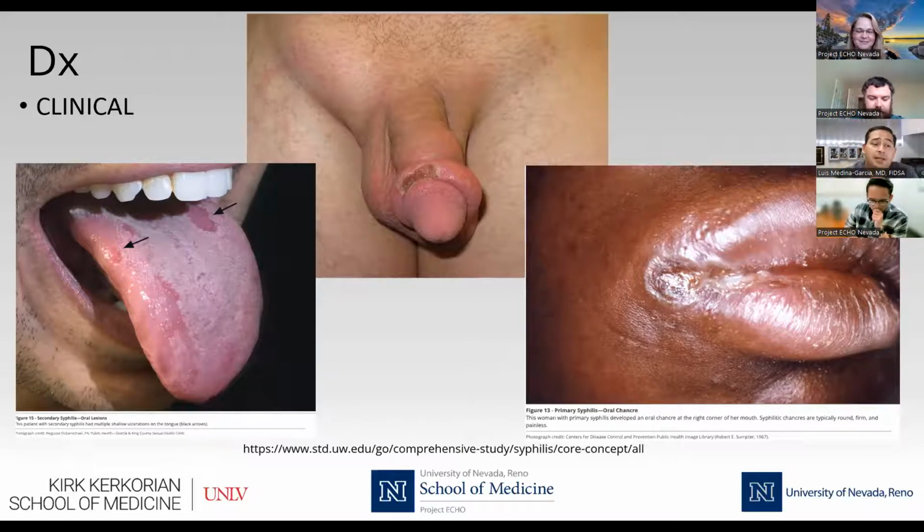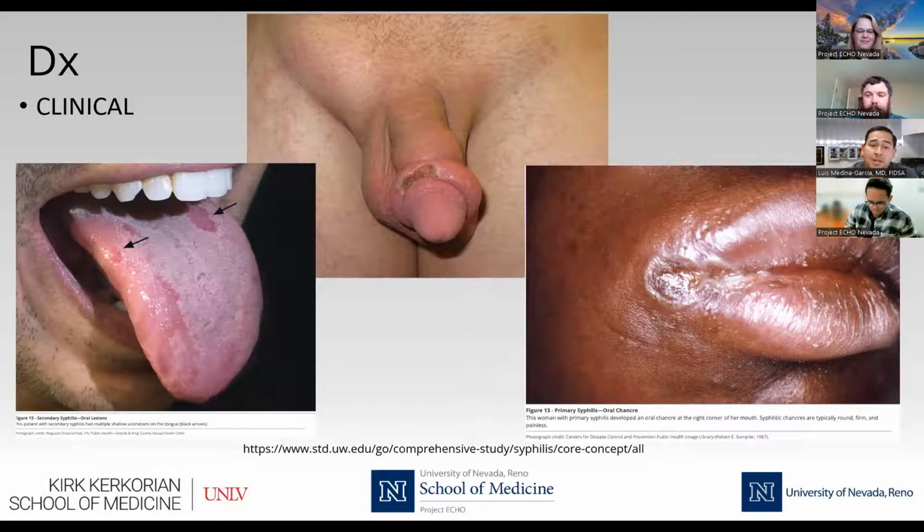And so oral lesions due to syphilis, another reason why infectious disease doctors are obsessed with looking at people's mouths, right? When we talked about endocarditis last time, we really made an impact on why it was so important to look at the dentition. In the case of syphilis, you can have oral chancres.